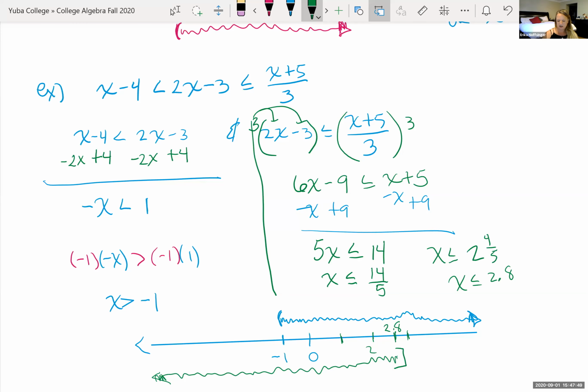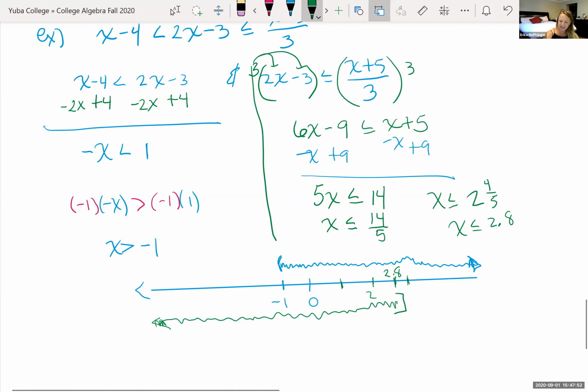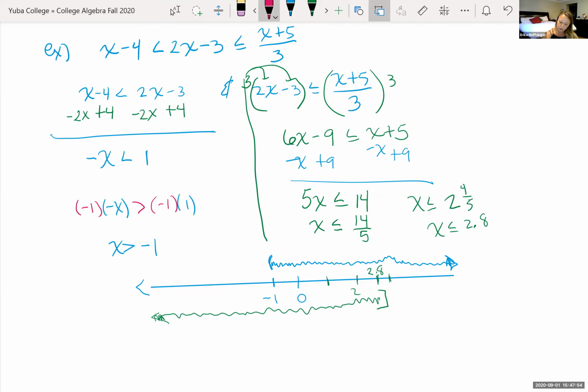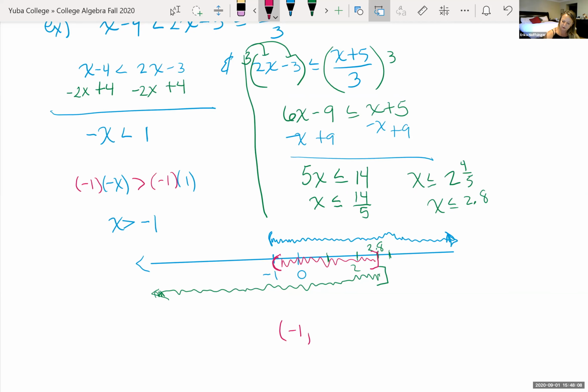So look at what they share in common, and that is your solution set. So they're sharing everything between -1, but not including -1, to 2.8. Or in interval notation, parentheses -1, comma, 2.8, bracket. Or -1 is less than x is less than or equal to 2.8.